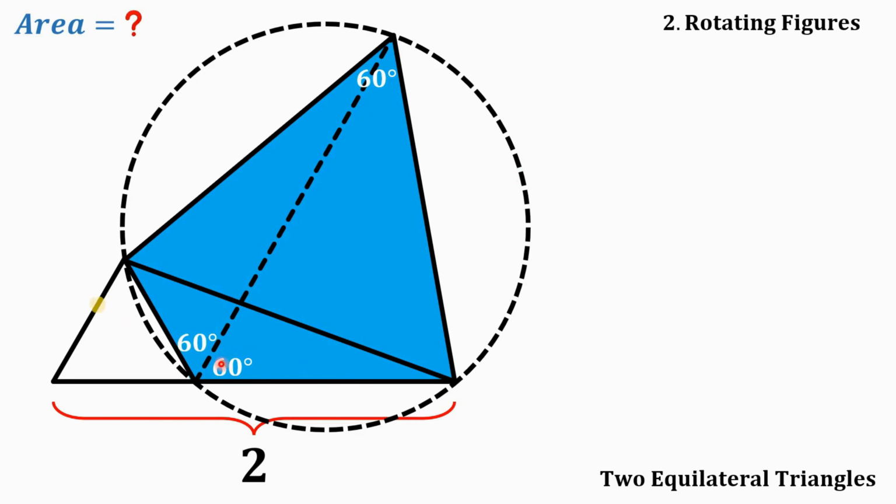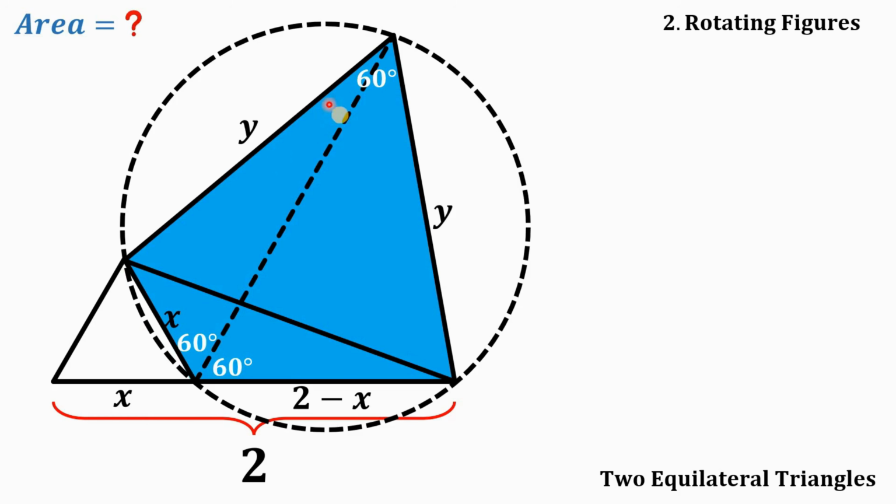Now, also take note that if we let the side of this small equilateral triangle be equal to x, this segment right over here must be equal to 2 minus x. And again, this is an equilateral triangle, so this side must be equal to x also. Now, let y be the side of the big equilateral triangle.